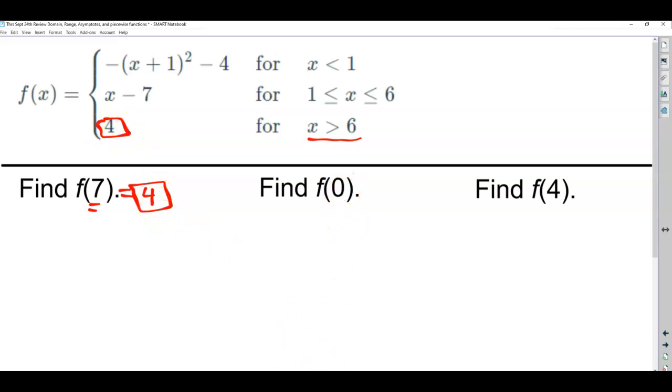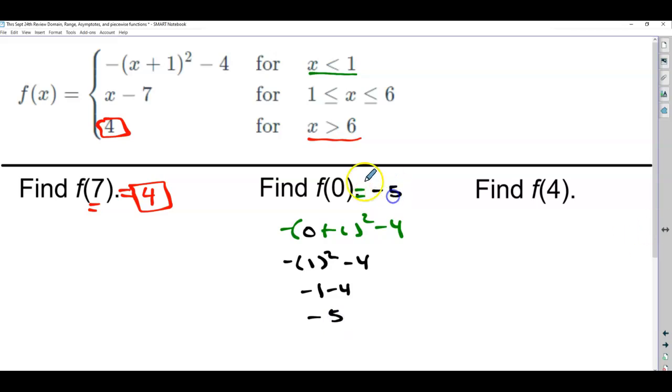The next one, what about f of 0? All right, where is 0 on this graph? Well, 0 is less than 1. So now we're looking at the top equation, and I need to plug 0 in as a function. So 0 is going to go in as the input, and then we just have to evaluate. So parentheses first. We're going to square. Notice how the negative is on the outside of the parentheses. So f of 0 is equal to negative 5.